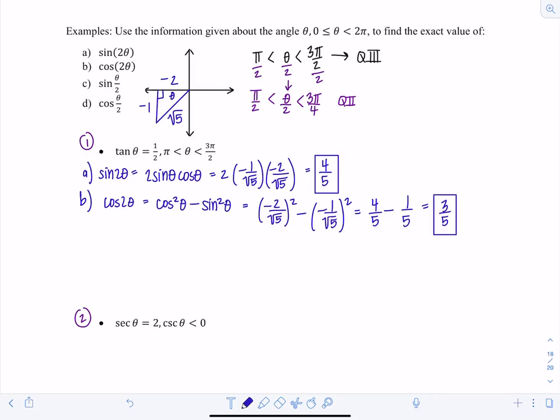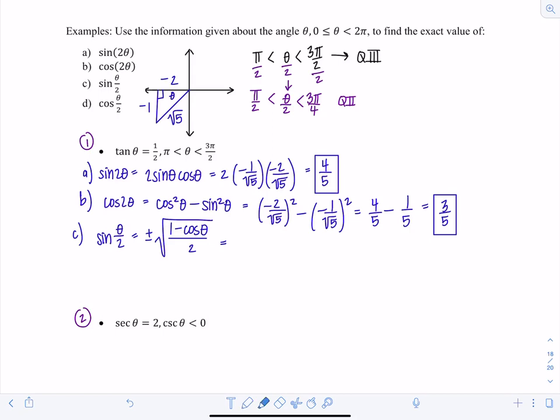Now parts C and D require us to work with the half angle formulas. So C, sine of theta over 2 is going to equal plus or minus the square root of 1 minus cosine theta, all divided by 2. I really recommend writing out the formula before you plug all the quantities in. It's just going to help you memorize it more quickly. All right, so let's decide.